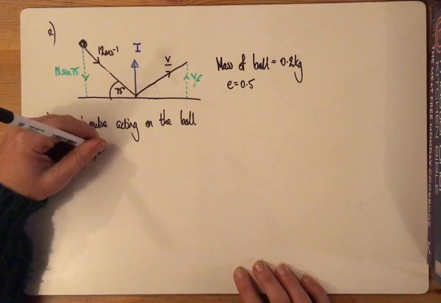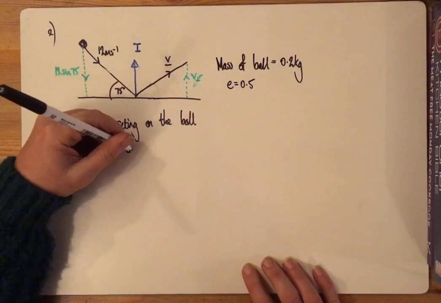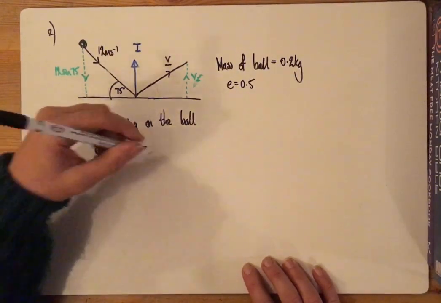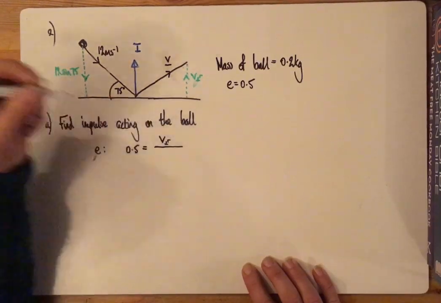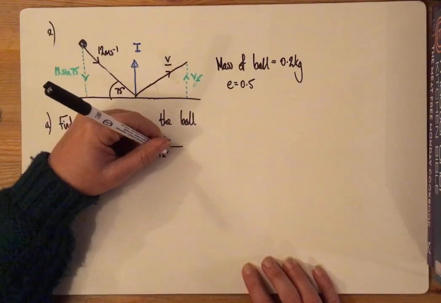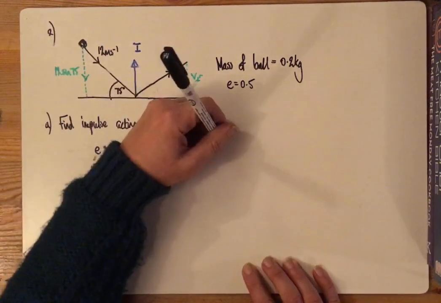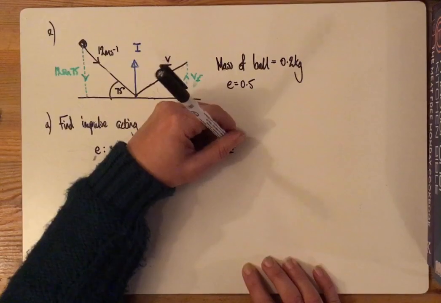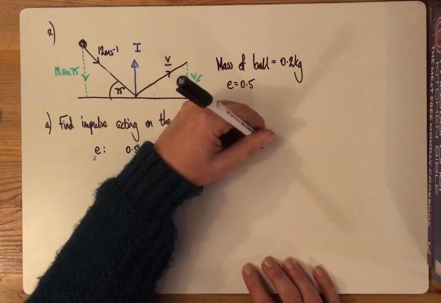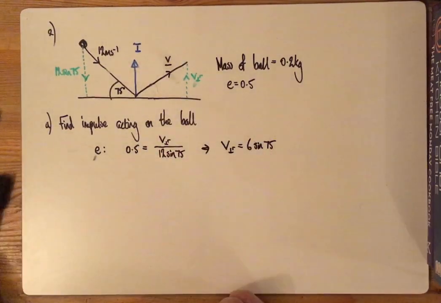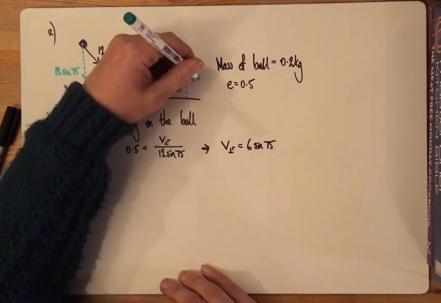It's kind of good just to show what you're doing. So even if you just do that, so 0.5 is equal to speed of separation over speed of approach. And so speed of separation is equal to 6 sine 75. So I now have that as being 6 sine 75.